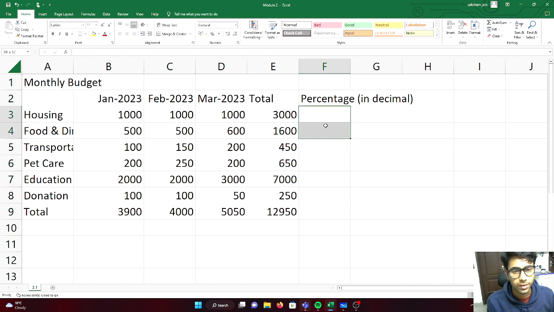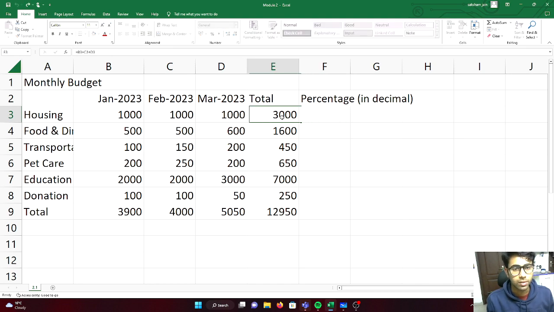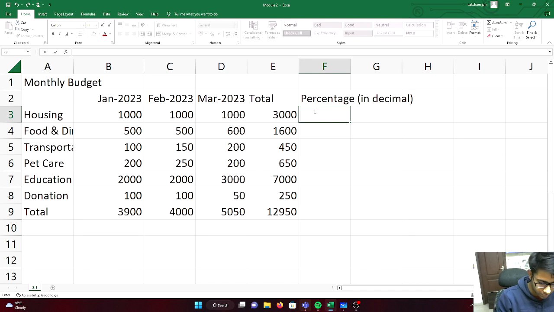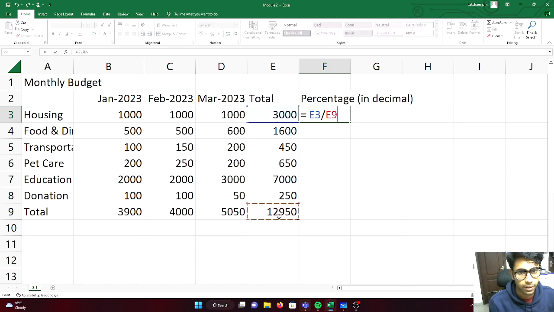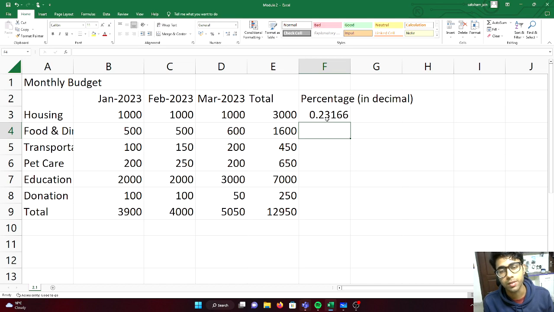Because this cell is E3, I'm going to write here E3. I'm going to write a formula. First of all, I have to type the is equal to sign. Then I'm going to write here E3, that is this column. Then I'm going to divide it by the total here. So I have E3 divided by E9. If I press enter, I'm going to get 0.23166.